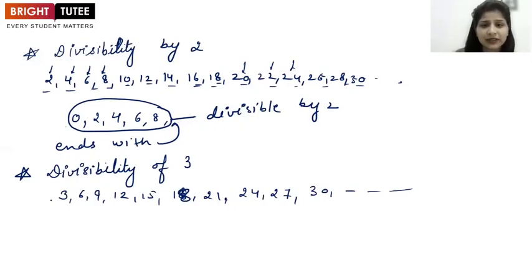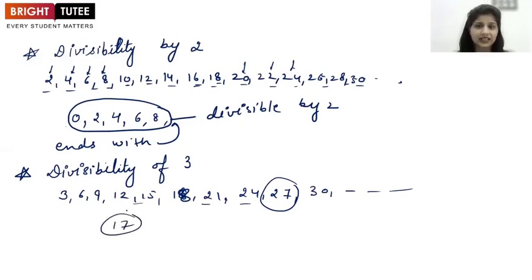So what do you observe? Do you observe some pattern in the units place or ones place? No. Actually, it can end with 0, it can end with 7, 4, 1. If I think that if a number ends with 7, it will be divisible by 3, that is not the case in all. Like 17 ends with 7, but it is not divisible by 3.